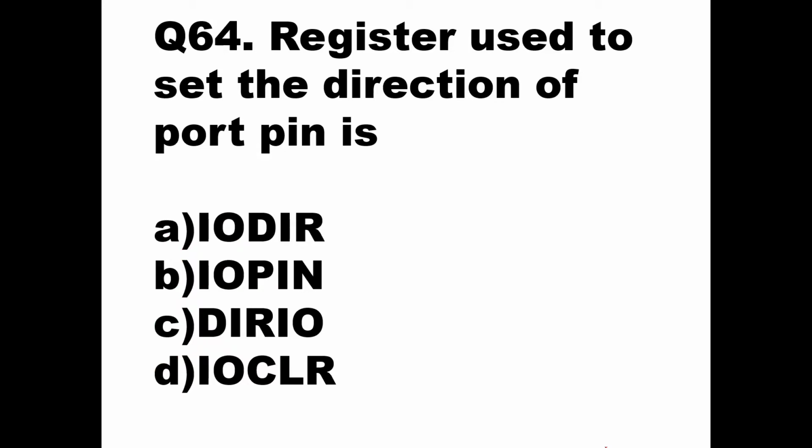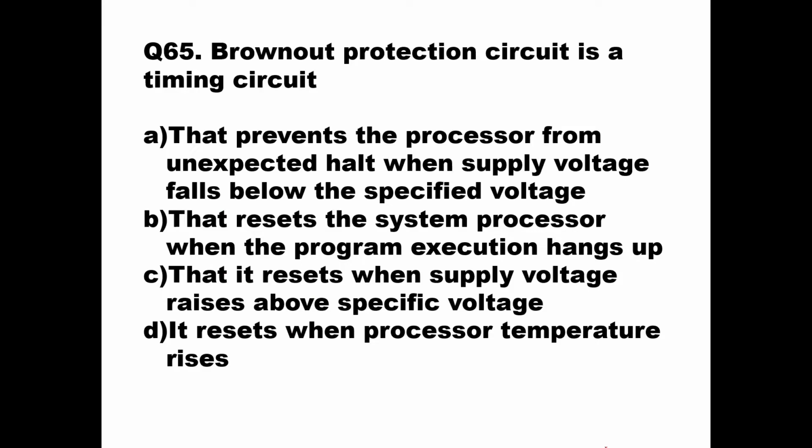A register used to set the direction of port pin. Now for the ARM controller, the direction of the port pin can be handled by the register IODIR. So IODIR is the register which can control the direction of the port pin. So here option A will be the answer, IODIR. Then we'll go to the next question.